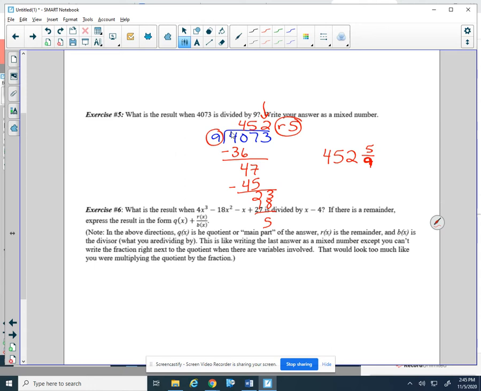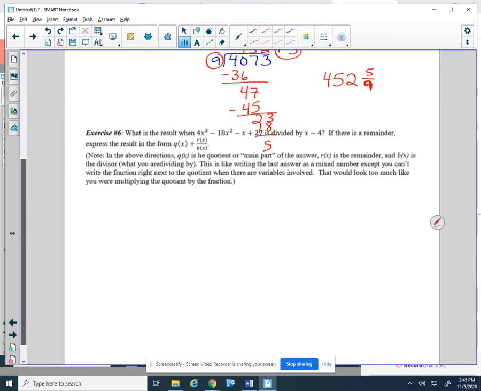Moving down to the next one, looking at that same concept with polynomials, the division is going to look exactly the same. You're going to see some weird directions sometimes. Sometimes you just have to find out you have a remainder, but on Delta Math at least, it's going to say if there is a remainder, express the result in the form q of x plus r of x over b of x. So this q of x is just saying that there's a quotient that's going to be the function. So in the above directions, q of x is the quotient or main part of the answer. So that's like what we've been getting on all the other ones.